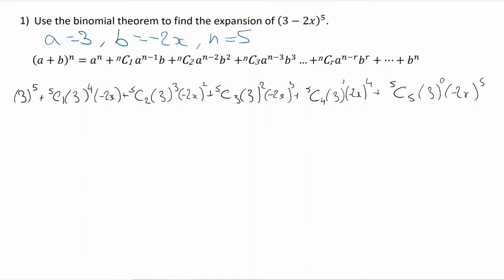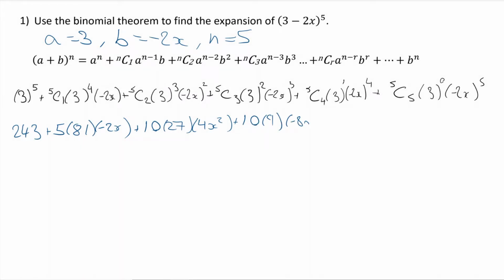So now to simplify this further, 3 to the power of 5 is 243, plus 5C1 which is 5, multiplied by 3 to the power of 4 which is 81, times minus 2x. Adding on for the next term, we have 5C2 which is 10, multiplied by 3 cubed which is 27, multiplied by (minus 2) squared which gives us 4x squared, plus 5C3 which is 10, 3 squared which is 9, (minus 2x) cubed, which is just minus 8x cubed, plus 5C4, which is 5, 3 to the power of 1, which is just 3, we should know that, multiplied by (minus 2x) to the power of 4, which is just 16x to the power of 4.